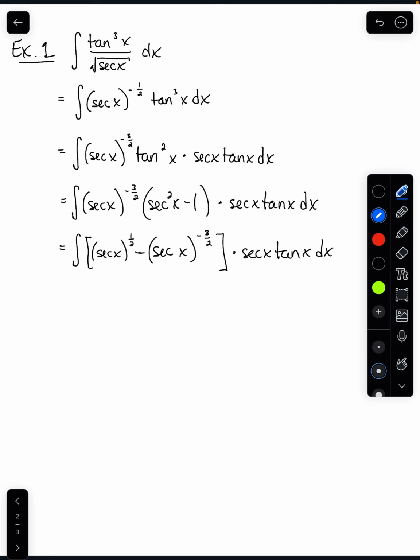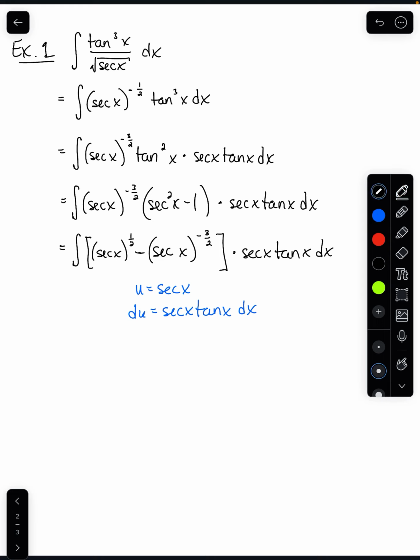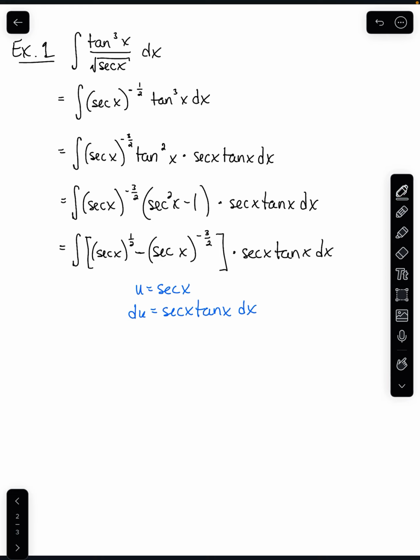And at this point, we are ready to do our substitution. If we let u equal secant x, then we get du is equal to secant x times tangent x dx, which is exactly what we planned for at the beginning. Our integrand then can be rewritten as u to the 1/2 minus u to the negative 3/2 du. And we are ready to use the power rule.